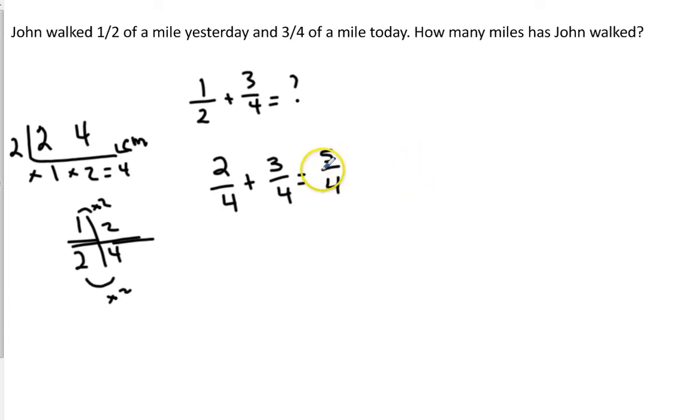5/4 is improper, but another way of saying 5/4 is 5 divided by 4. So 5 divided by 4. 4 goes into 5 once. I subtract, I get 1. My remainder goes over my divisor. So my answer is 1 1/4 miles.